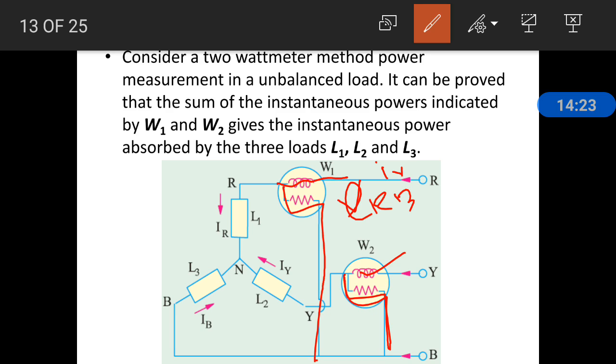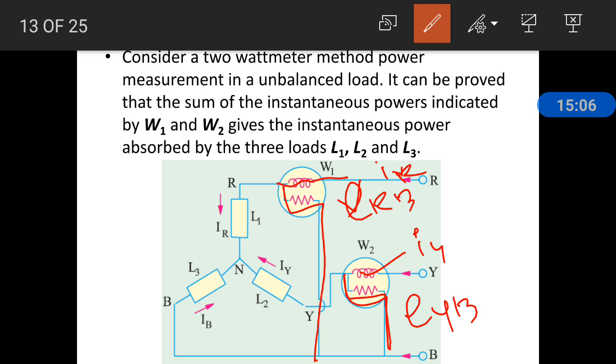So here also we are going to multiply the instantaneous values of voltage and the instantaneous values of current. ERB is the instantaneous value of voltage across W1, wattmeter 1, and the current is IR. In W2, the instantaneous voltage is EYB, and the instantaneous current is IY. So EYB into IY is the power in the wattmeter. Next we add these two, W1 and W2, that is the total power.